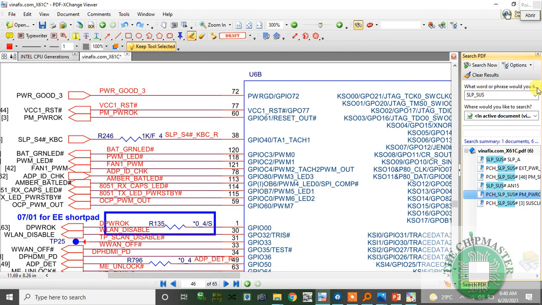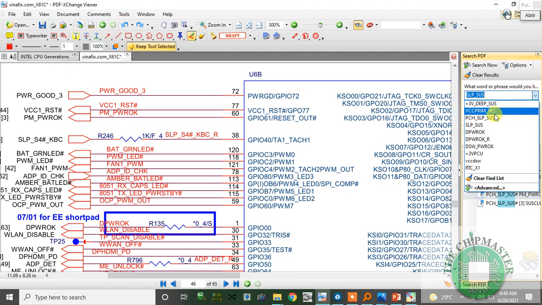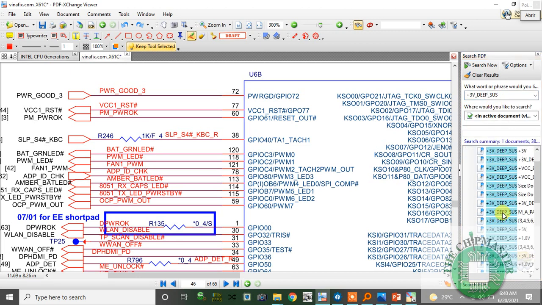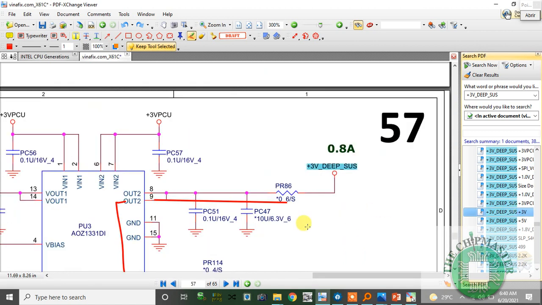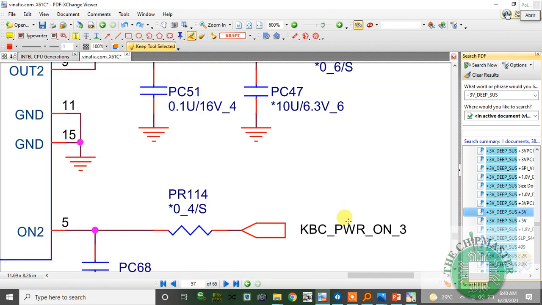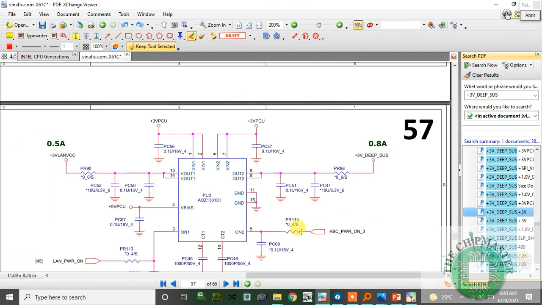Alright, so go back to deep sleep source. Alright, here we go. So KBC power on, very important and crucial signal. A lack of this signal, no trigger, right? No trigger. You press the button, there's no response because the light sleep, the standby power supply for the CPU, is not generated. Okay?